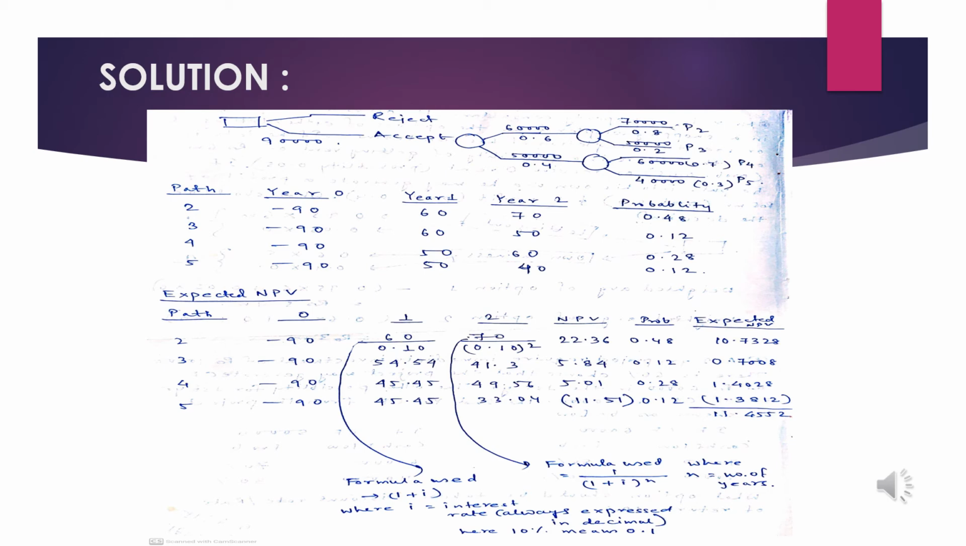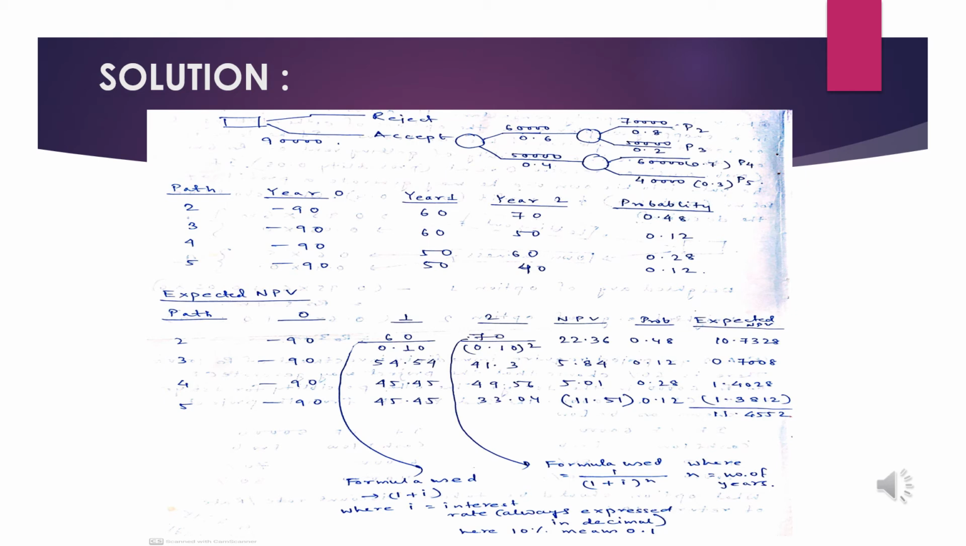Now what we have to do with the values that we are getting here is add up the values of the 0 column, first column and the second year's column. That means if you see for path 2, minus 90 plus 60 divided by 1.1 plus 70 divided by 1.1 whole to the power 2. If calculated correctly, that should give me the net present value of that particular path at 22.36 thousand.